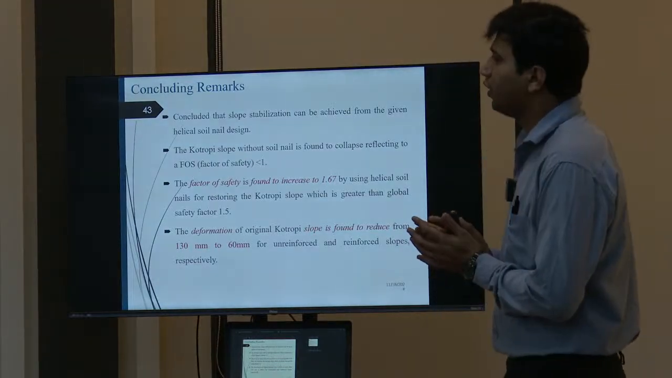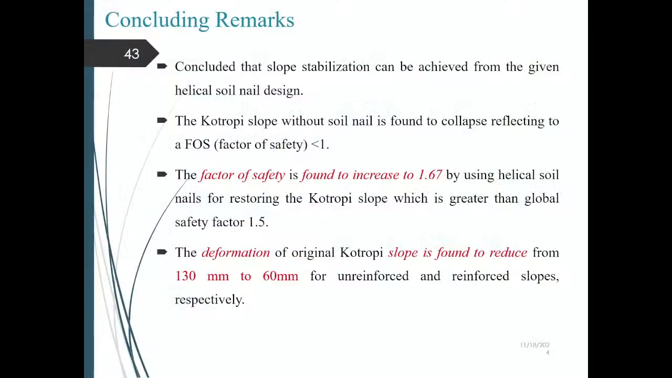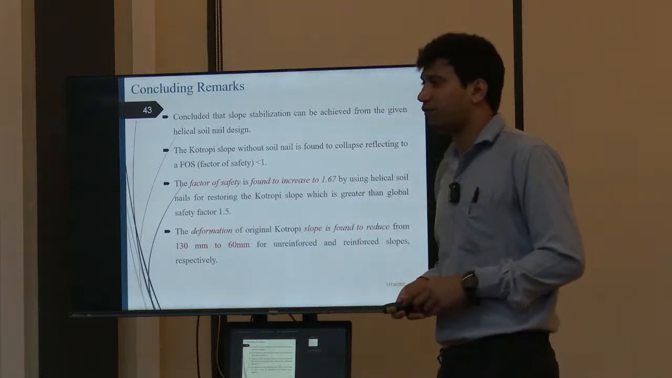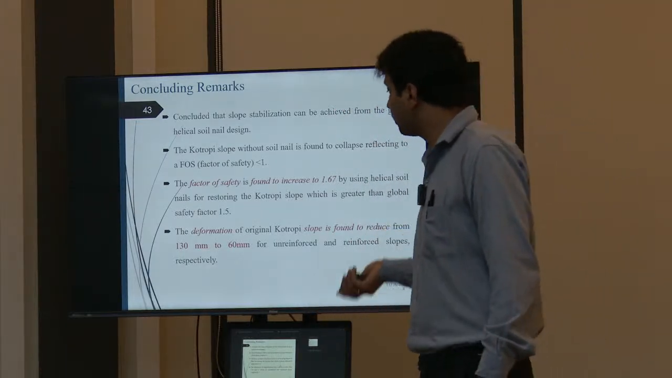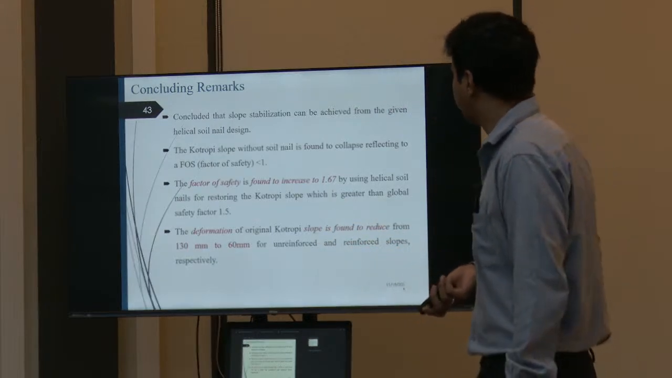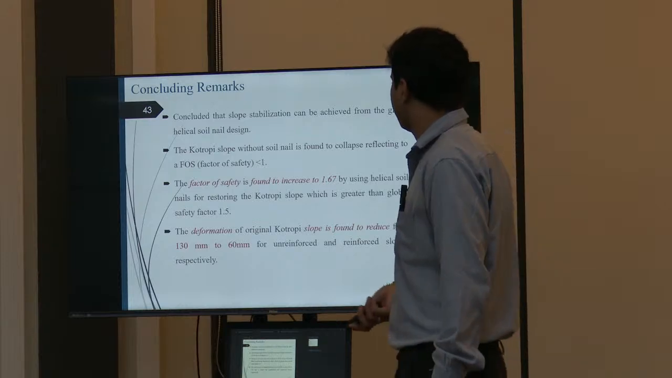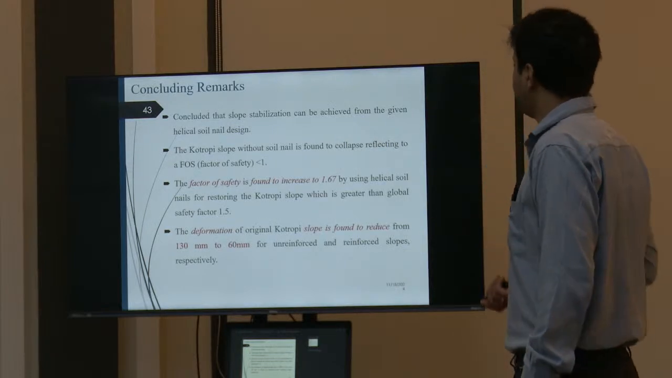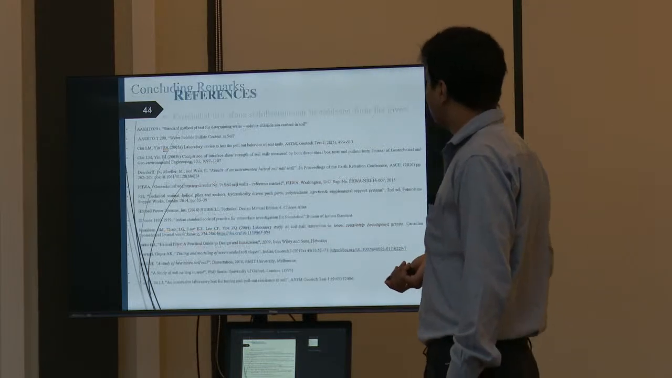So after applying the nail and the shotcrete, it looks like this. From the concluding remarks, we conclude that by using a soil nail, we can reinforce a slope. And if you see in the Ktropi slide, when we installed the nail, the factor of safety increased up to 1.5 or greater than 1.5. That is the global factor of safety, and without the nail the factor of safety was less than 1. Also, the deformation of the slope was reduced from 130 mm to 60 mm after installation of the nail. So thank you very much. Dhanyavad.